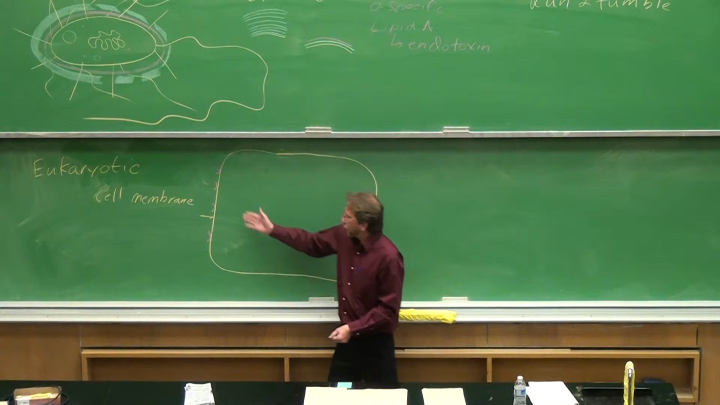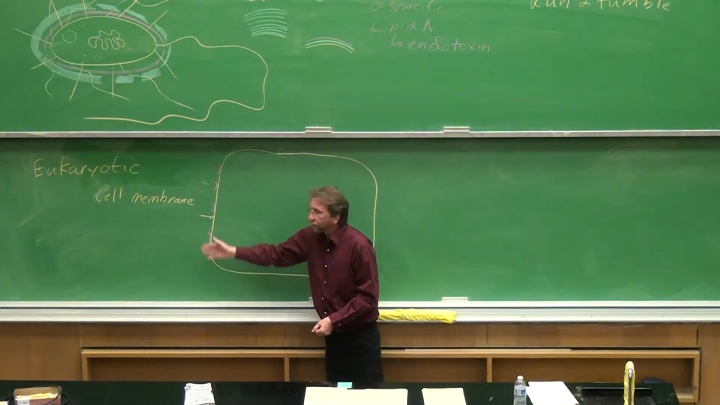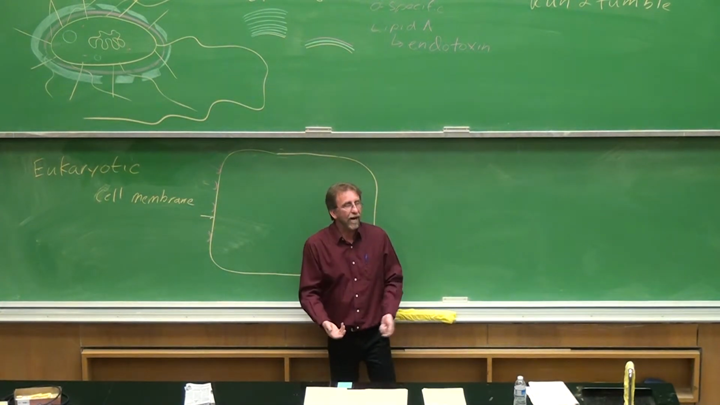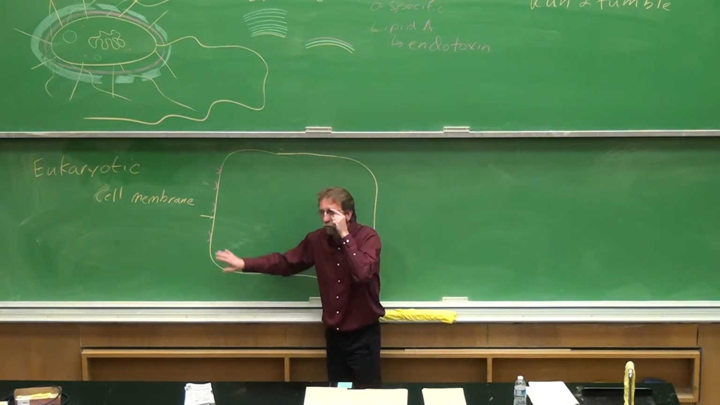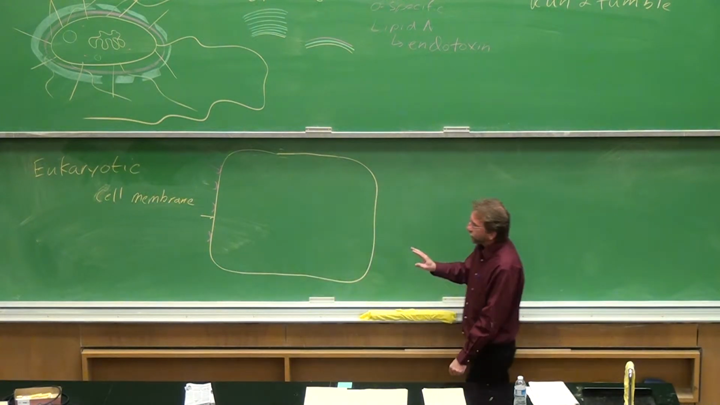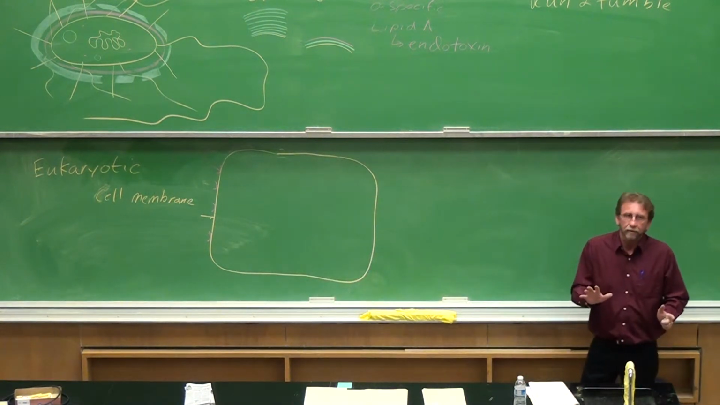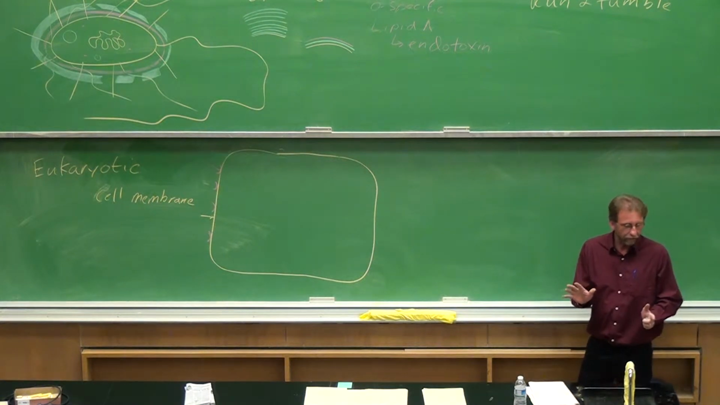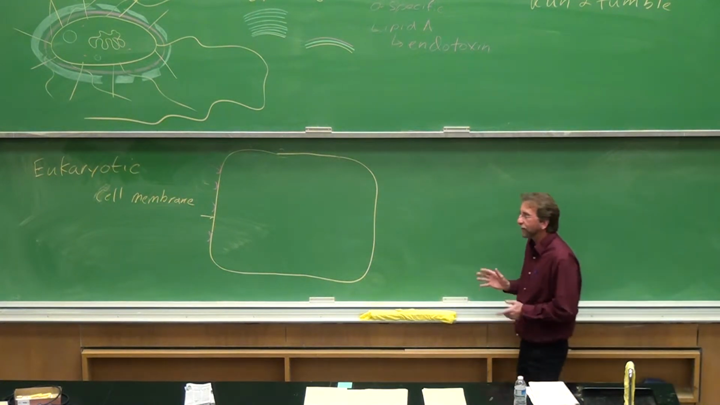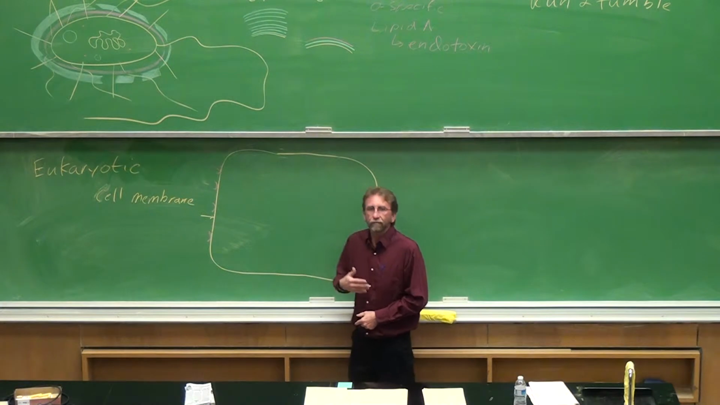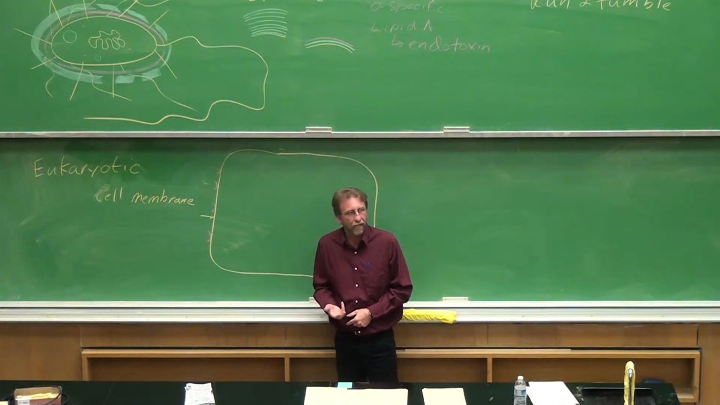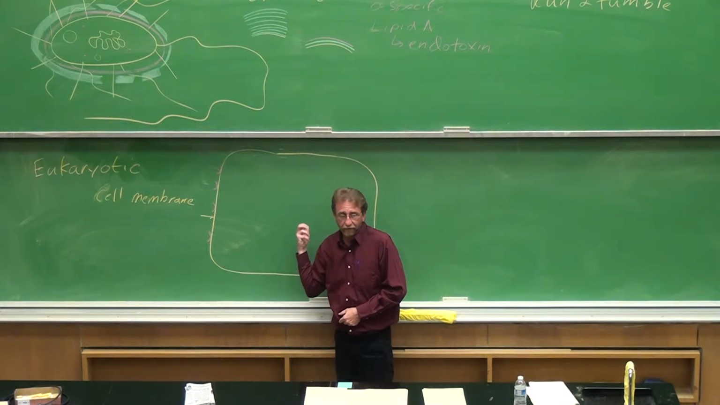And of course, it's these receptors that bacteria and viruses take advantage of when they infect cells. Those receptors are not there so that a virus or a bacterium can infect them. They're there for another purpose. The virus or the bacterium just happens to have a molecule that fits into that receptor and then allows it to infect the cell.